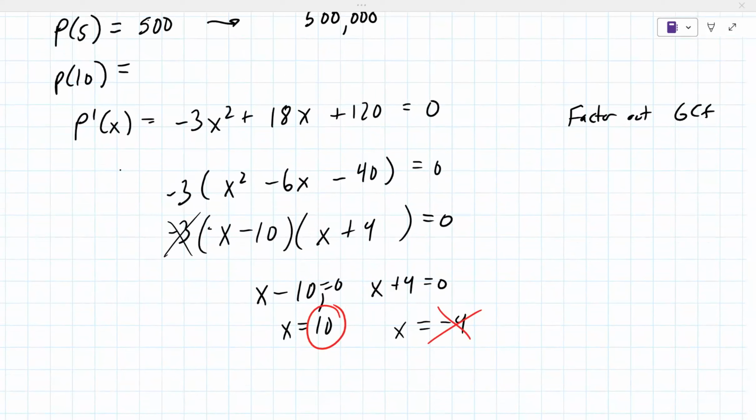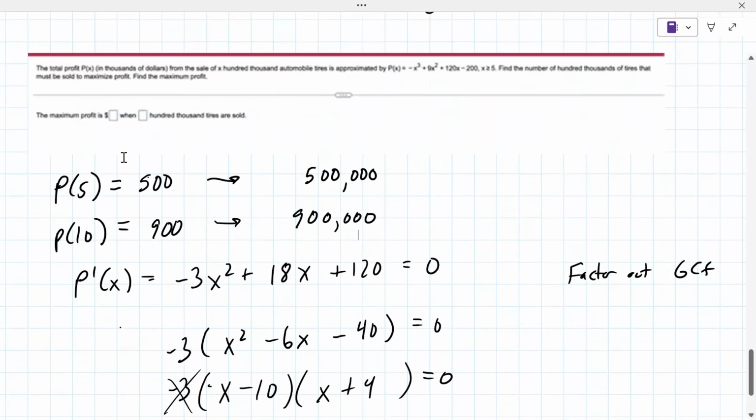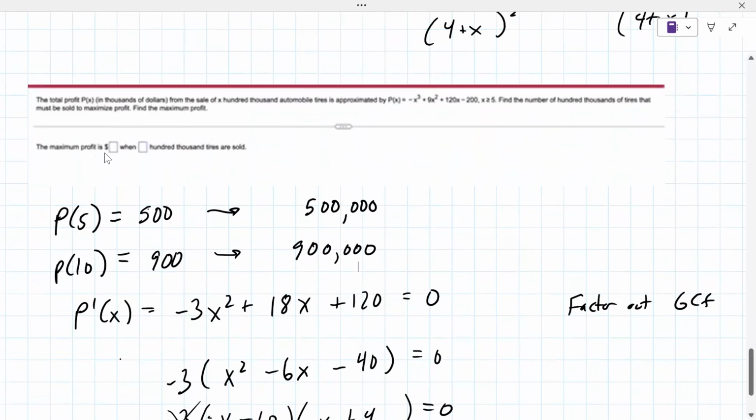And see here. That's 900. So that really means 900,000. So if we go back, it says the maximum profit is, so that first box is the 900,000 when 100,000 tires are sold.